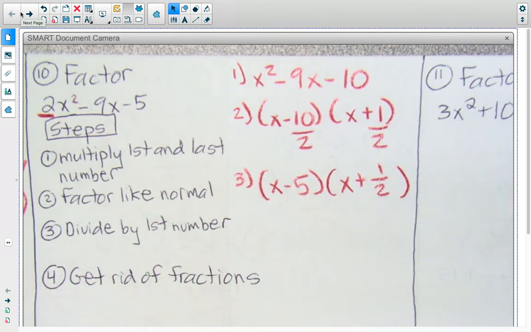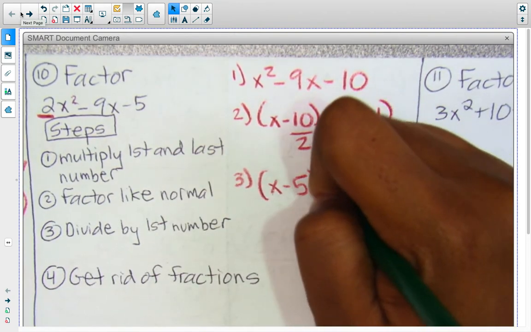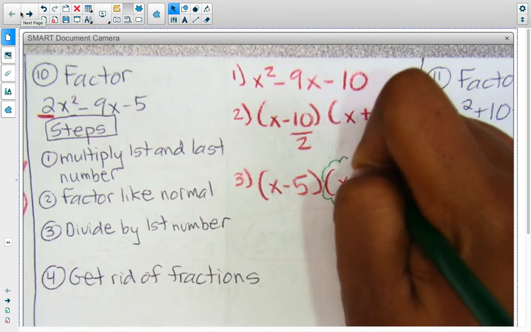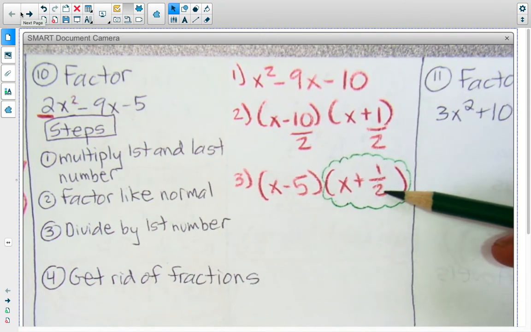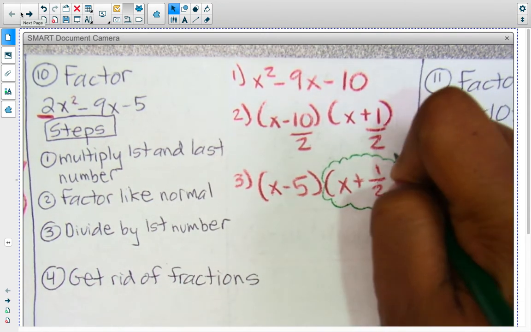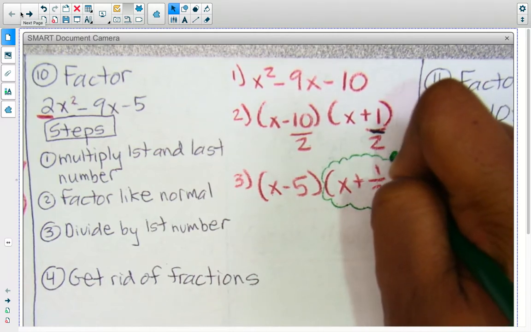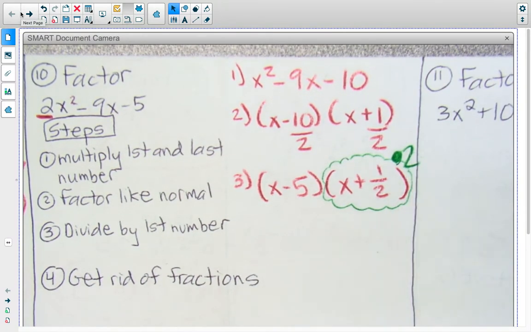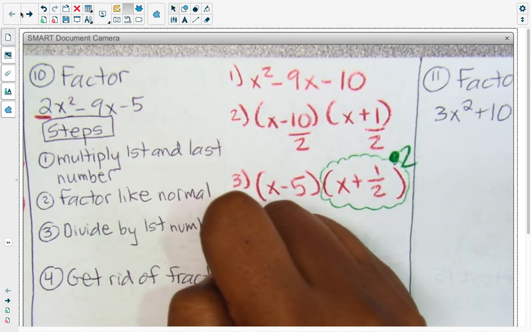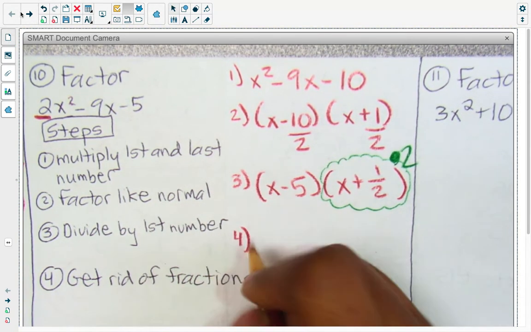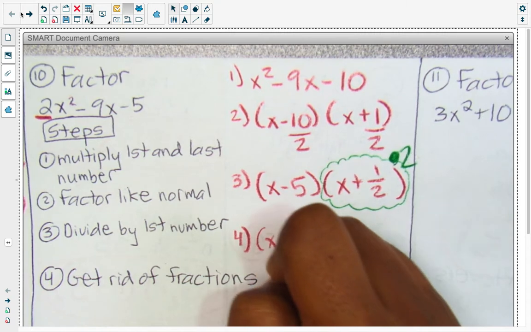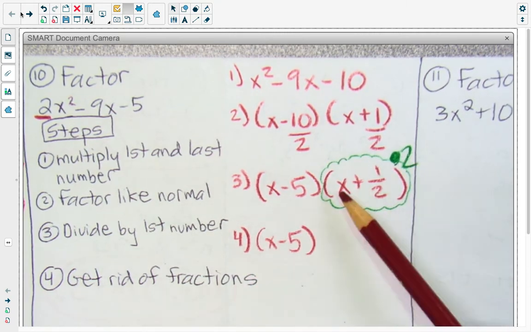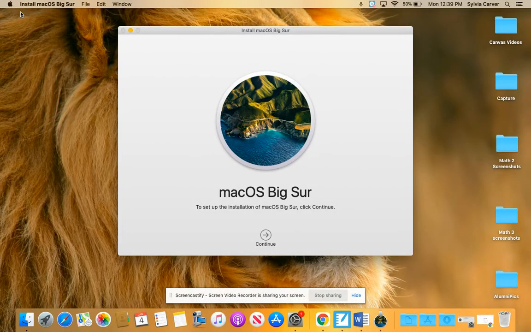So I'm going to multiply just this. My denominator is 2, so I'm going to multiply this whole thing by the number 2. So my final answer, step 4: x minus 5 stays x minus 5. 2 times x is 2x. And 2 times 1/2.